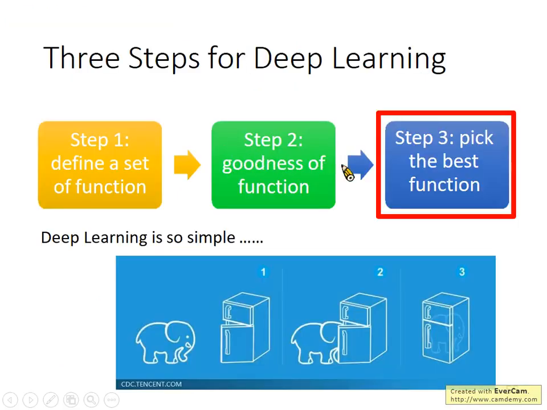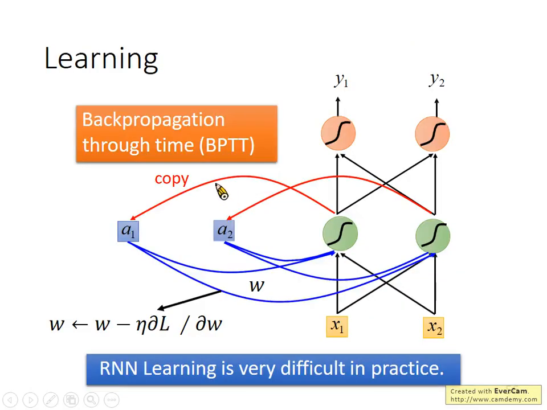The final step is to find the best function. The way to find the best function is basically by using the gradient descent algorithm, or the so-called backpropagation through time algorithm. Every time we still need to update the parameters by considering the gradient. This is the big concept of doing the optimization to find the best function, as we did in CNN and the fully connected neural network.